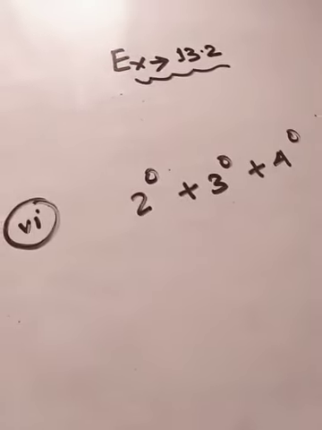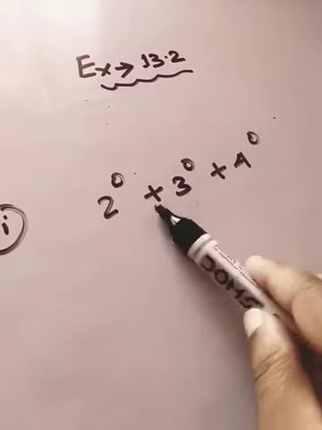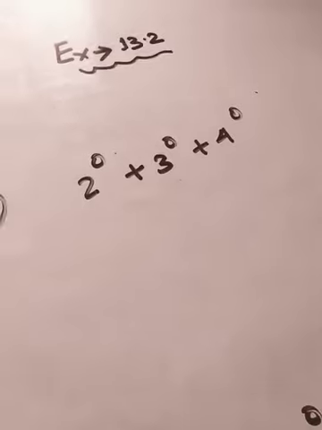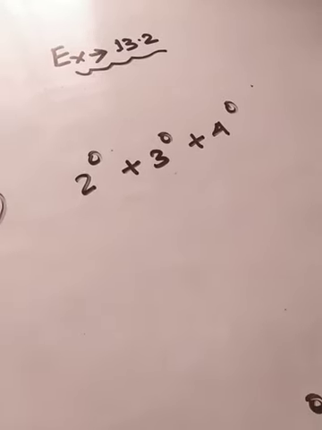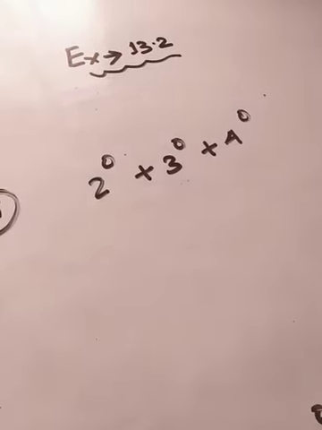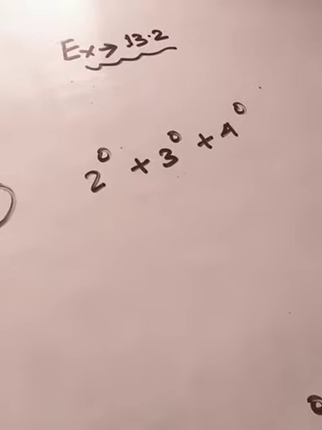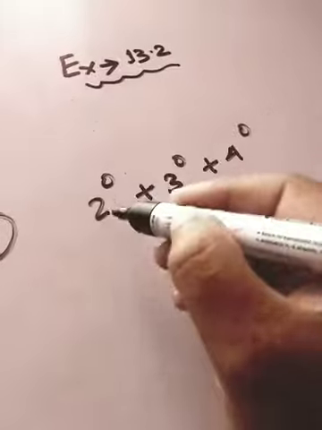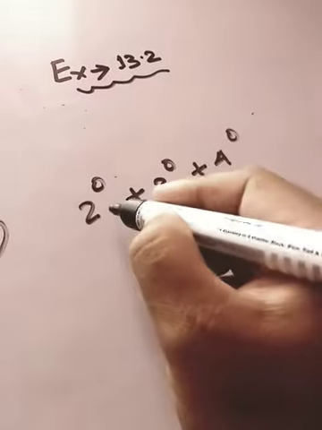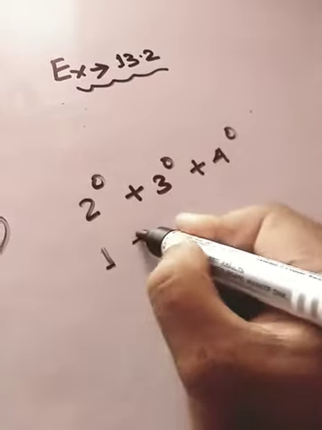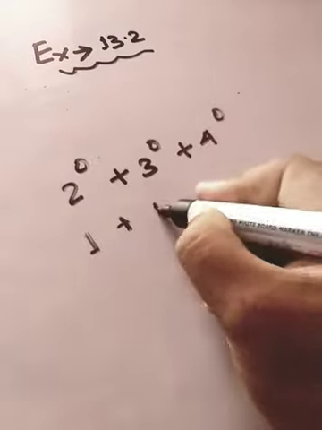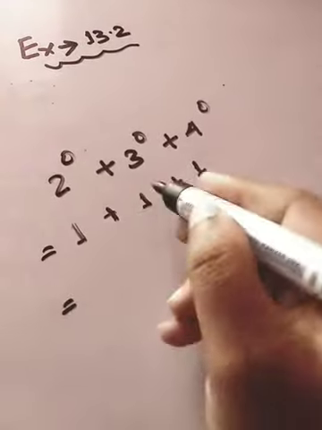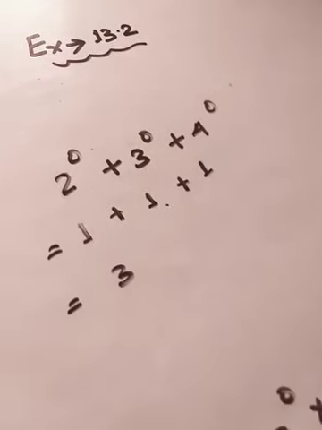This is sum number 6. So 2 to the power 0 plus 3 to the power 0 plus 4 to the power 0. So we have already learned in our previous video that any base which is carrying 0 as a power will be equivalent to 1. So see, every base is carrying 0 as a power. So 2 to the power 0 is 1, 3 to the power 0 is 1, and 4 to the power 0 will be also 1. So 1 plus 1 plus 1 is what? 3. 3 is the answer.